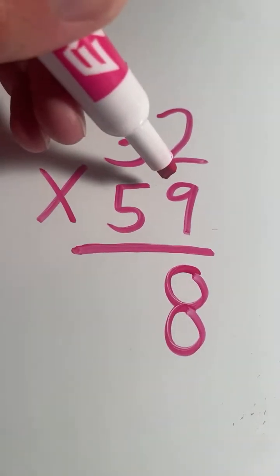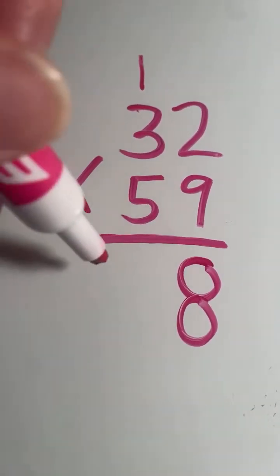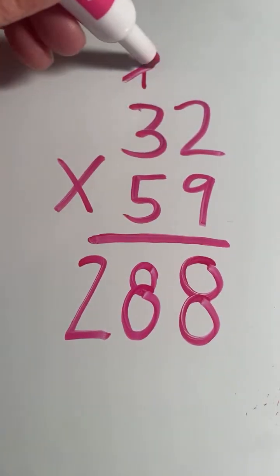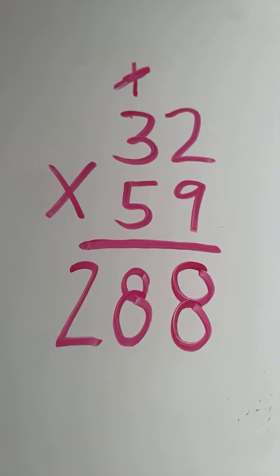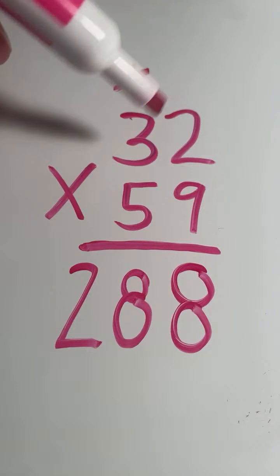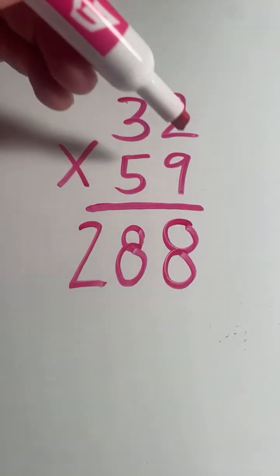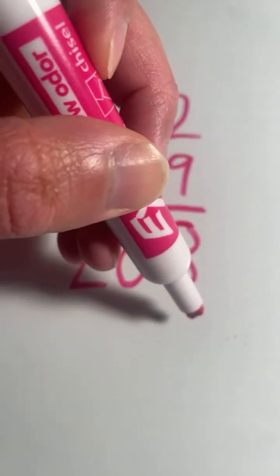3 times 9 equals 27. We have to add the 1 that we carried over. 27 plus 1 equals 28. So far we have multiplied 32 times 9. Next, we have to multiply the top 2 digits times the bottom digit in the tens place. Since both digits in the ones place have already been multiplied, we're going to put a 0 in the ones place.